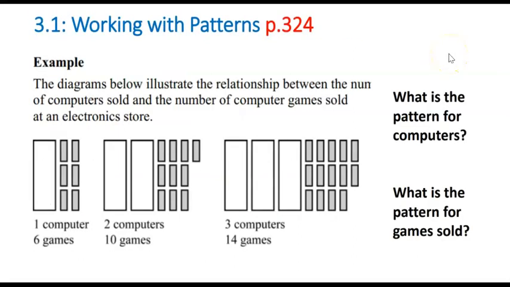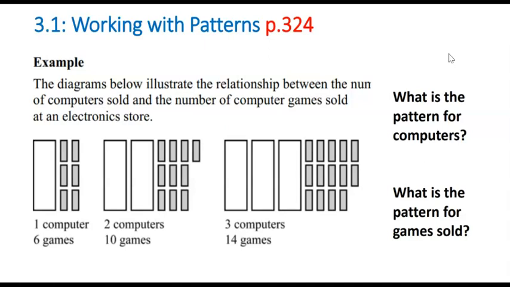The first example on page 324 gives us a visual guide illustrating the relationship between the number of computers sold at a store and the number of computer games sold at the electronics store. So what they're saying here is for every computer sold, so one computer, they're going to sell 6 games. But then when they sell 2 computers, they're going to sell approximately 10 games. And when they sell 3 computers, they're going to sell 14 games.